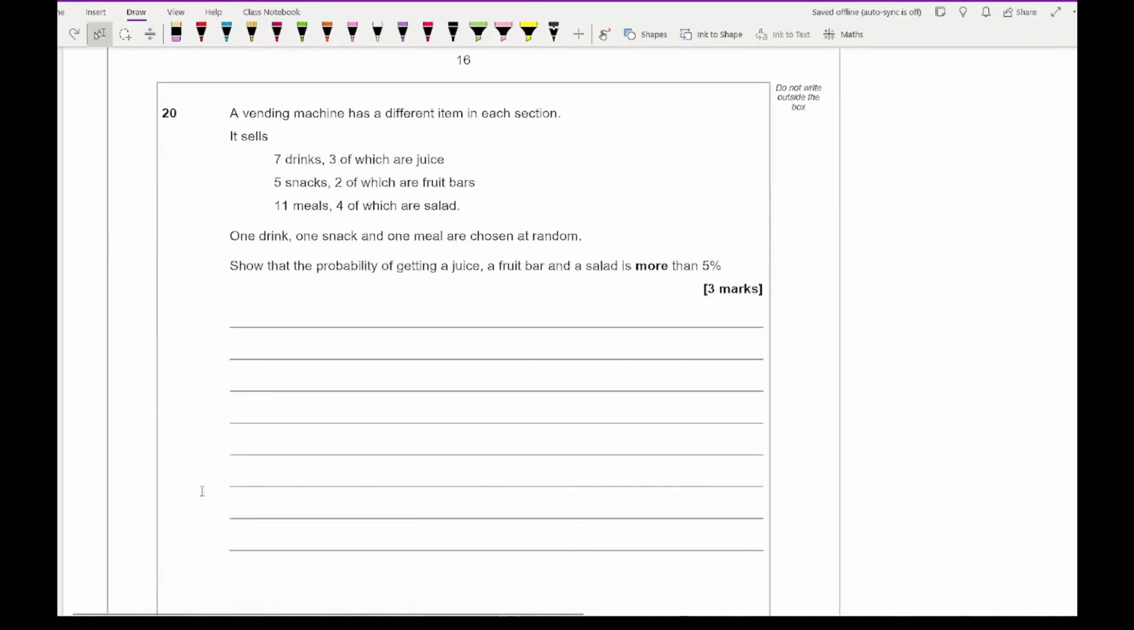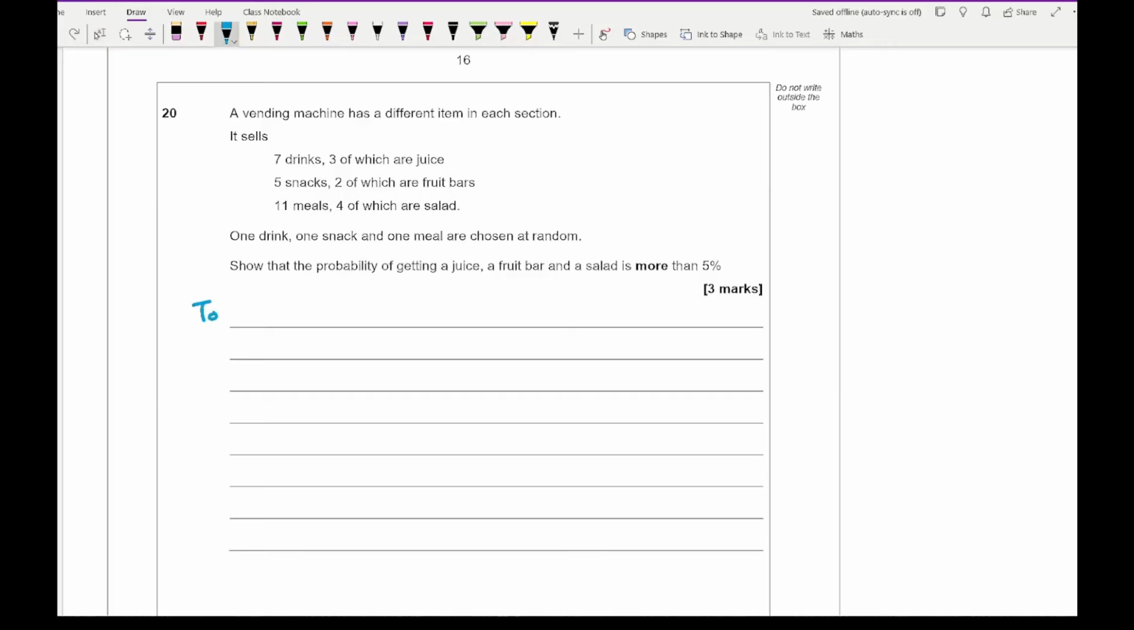Moving on to question 20, it says that a vending machine has a different item in each section. It sells 7 drinks, 3 of which are juice, 5 snacks, 2 of which are fruit bars, and 11 meals, 4 of which are salad. 1 drink, 1 snack, 1 meal are chosen at random. Show that the probability of getting a juice, a fruit bar, and a salad is more than 5%.